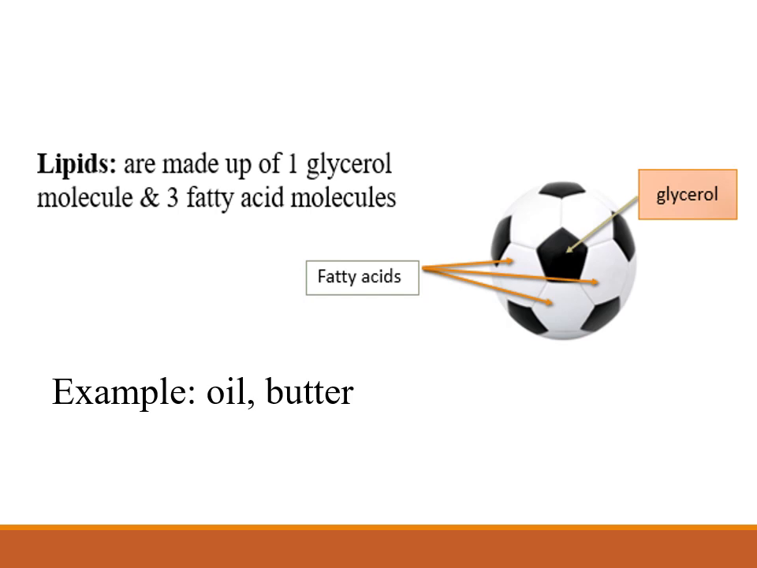The third group of organic food is lipid. Lipids are also energetic food. They are made up of 1 glycerol molecule and 3 fatty acid molecules. This football is the lipid molecule. This lipid molecule is made up of the black one, which is the glycerol, and this black one is surrounded by 3 white ones, which are the fatty acids. So lipids are made up of 1 glycerol molecule and 3 fatty acid molecules. When the lipids are digested, they become 3 fatty acid molecules and 1 glycerol molecule. Example of lipid: oil, butter.